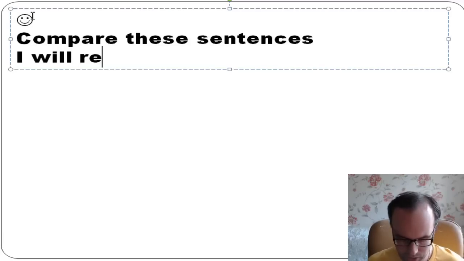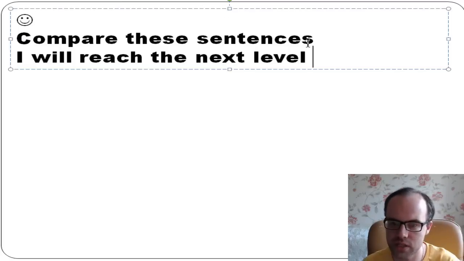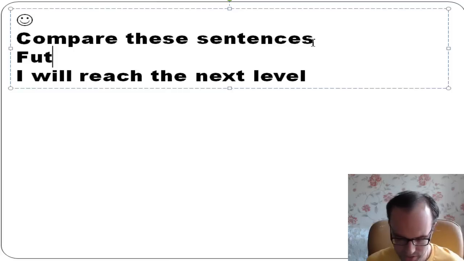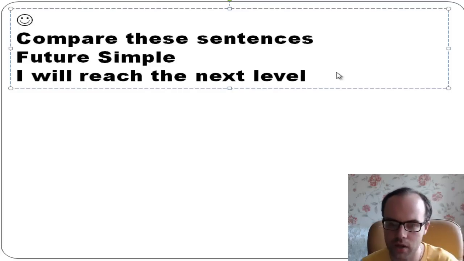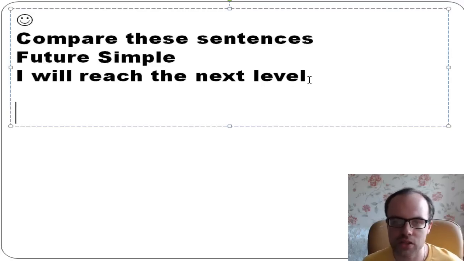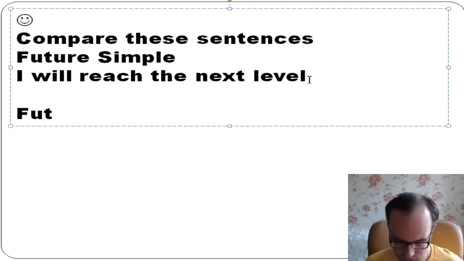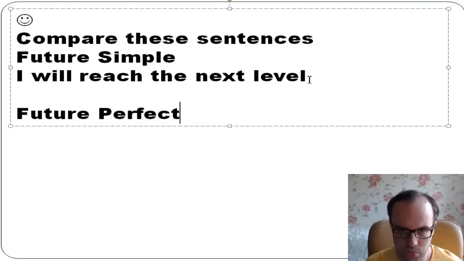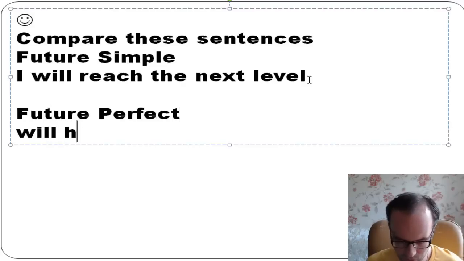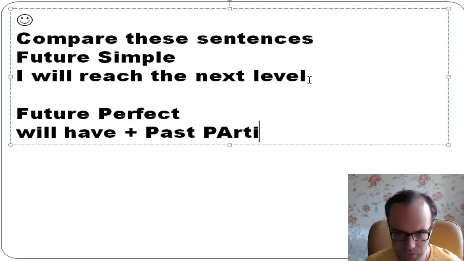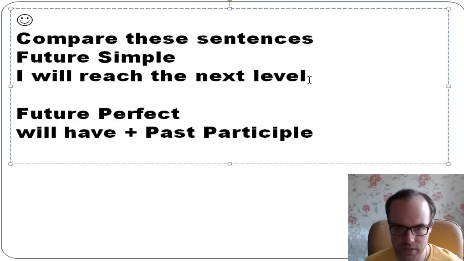So I will reach the next level. Okay, so what tense is it? Right, it's future. It's future simple. Well, but you can add by, yeah, and you'll use future perfect. So we form it this way. We'll have plus past participle, or plus the third form.